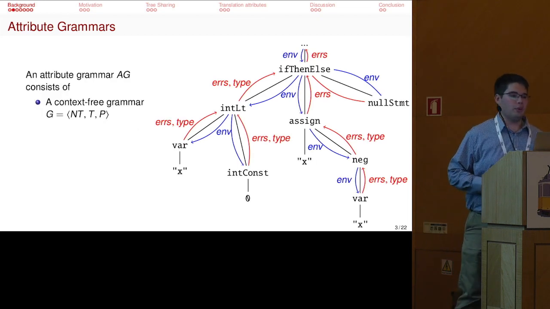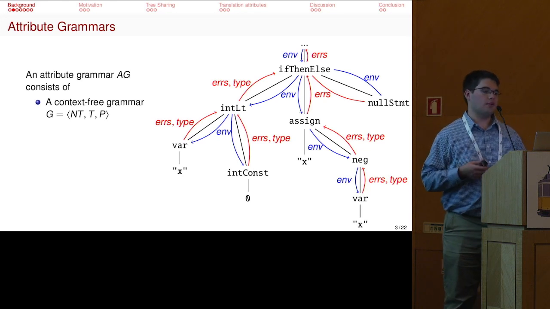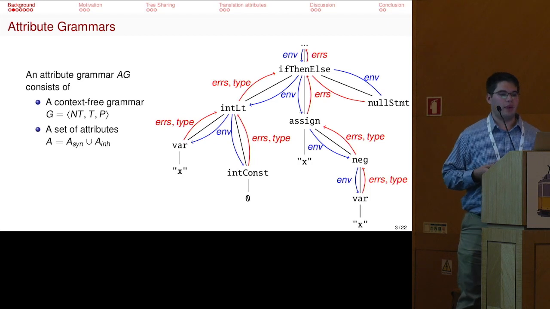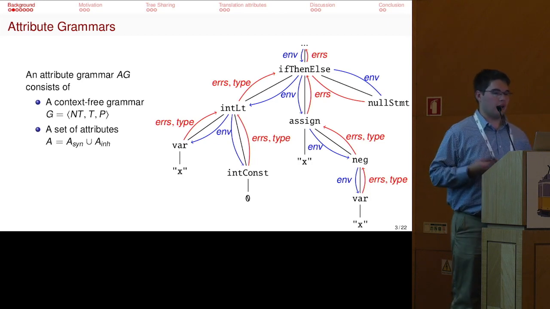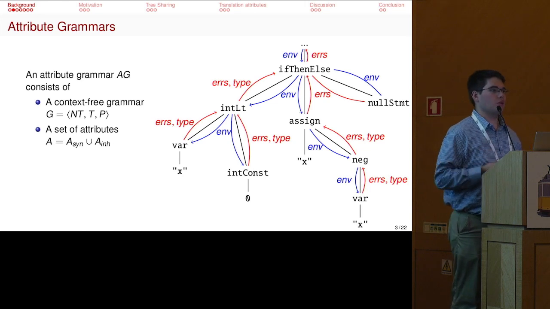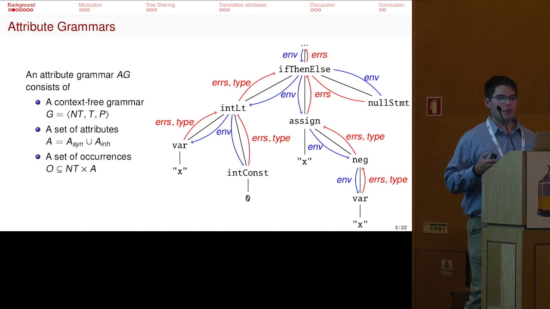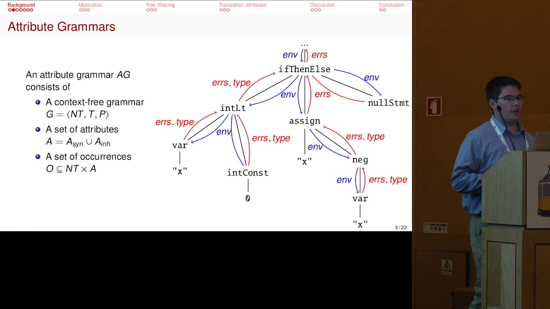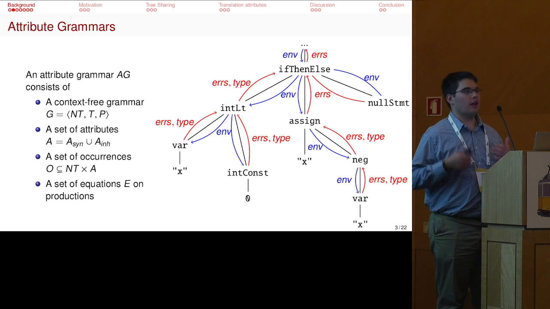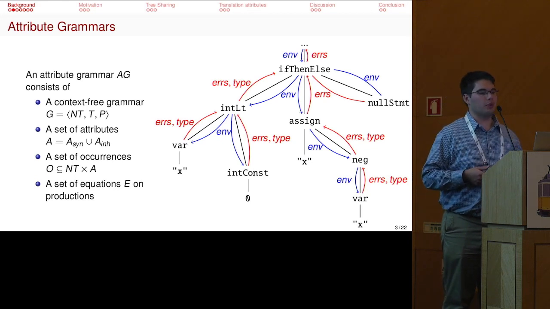So formally, we can say an attribute grammar consists of a context-free grammar, which has a set of non-terminals, terminals, and productions. There's also a set of attributes, which are synthesized and inherited attributes, which can contain terms or other data structures like an environment. There's a set of occurrences that map what attributes occur on what non-terminals. And there's finally a set of equations that define the values of attributes on productions.